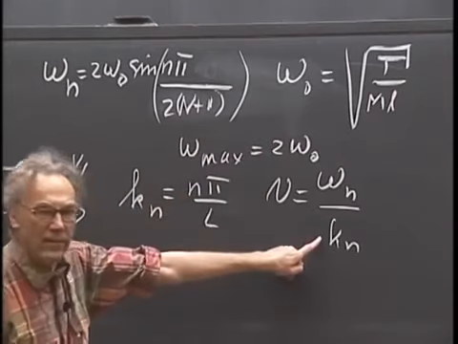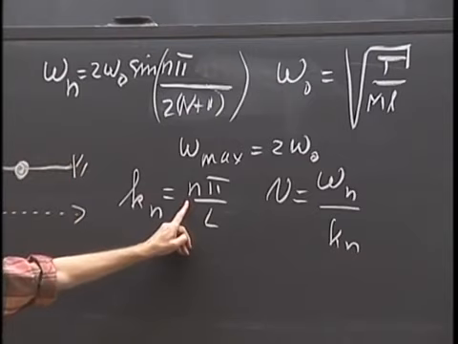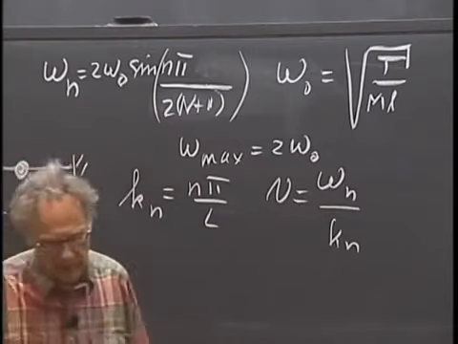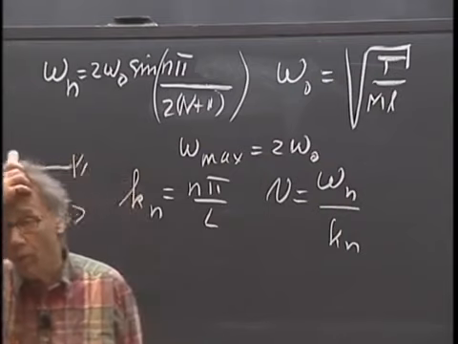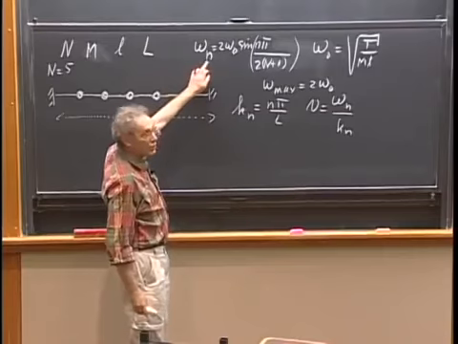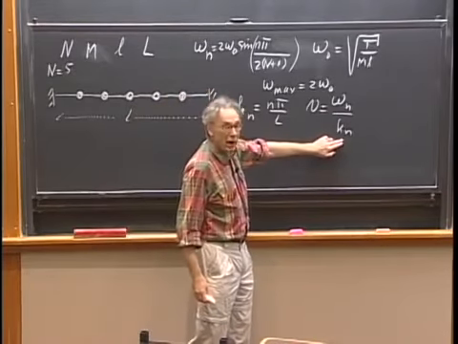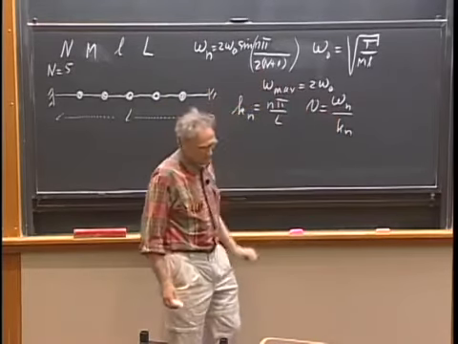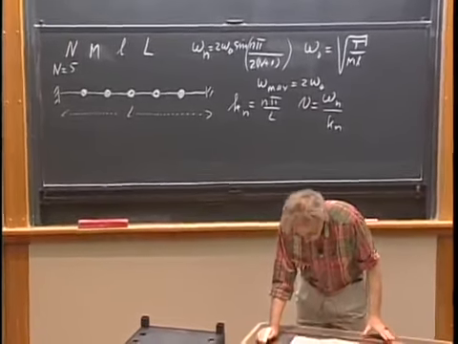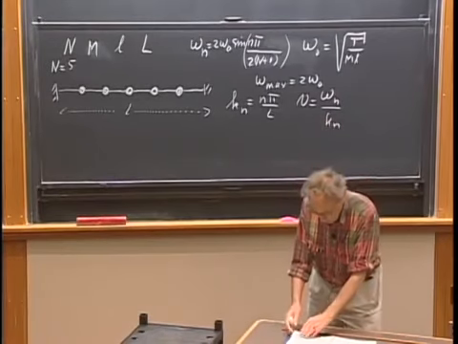And since k_n goes up linearly with little n, but omega n does not go up linearly with little n, it is clear that the speed of propagation is lower for higher frequencies. Because when you go to higher values of little n, k goes linearly up, but omega n goes slower. And so you see here an example of dispersion, namely that the speed of propagation is lower for higher frequencies than for lower frequencies. And therefore, it also depends on wavelength.